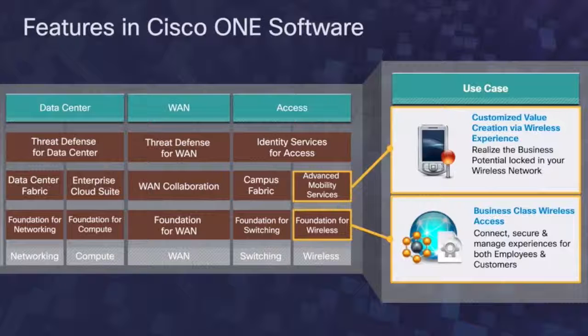Let's look at a couple customer personas that align themselves with Cisco One for Access Wireless. Foundation for Wireless will enable customers to provide business-class wireless access. This includes wireless connectivity optimization technology, network management, energy management, and base identity service.